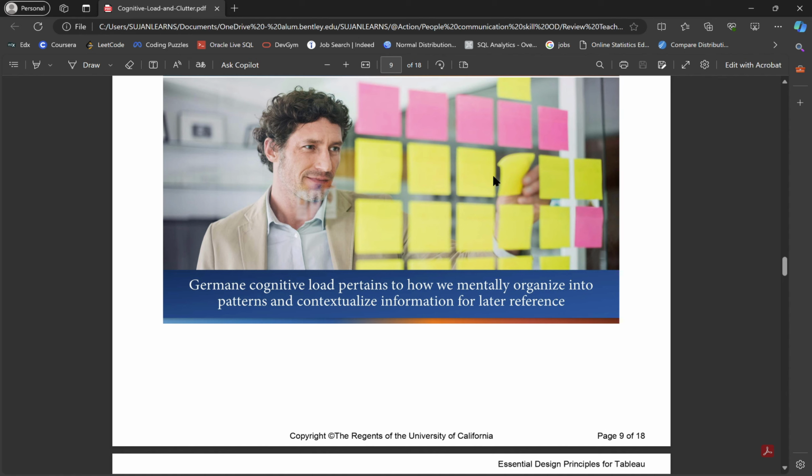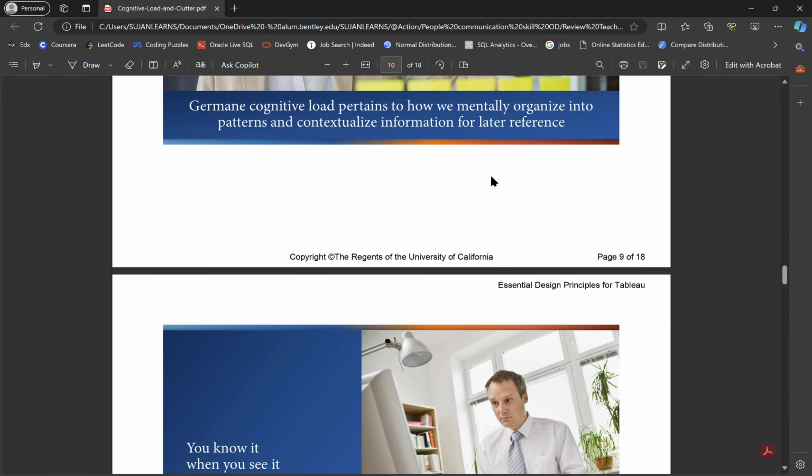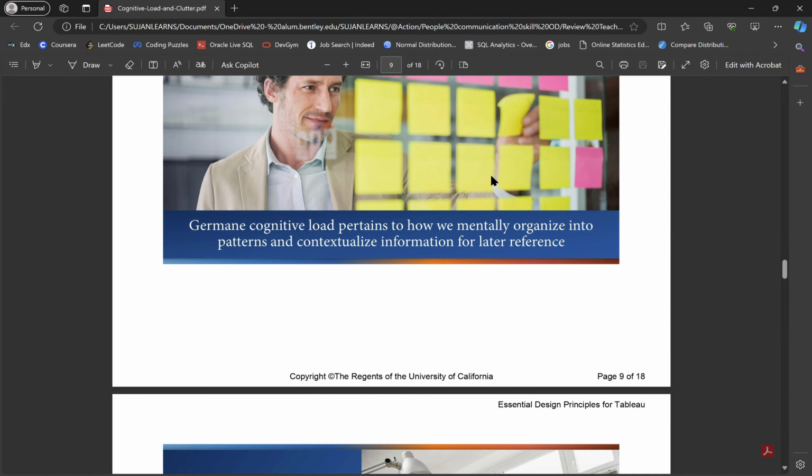Let me just summarize what we learned today. We learned about three types of cognitive load. One is intrinsic cognitive load, which is the base difficulty of the subject matter. Some subject matter is really difficult and some is really easy. And extraneous cognitive load pertains to the medium in which the information is communicated. For example, some information is really organized and presented in a meaningful way, and some is presented in a complicated, hard to understand way.